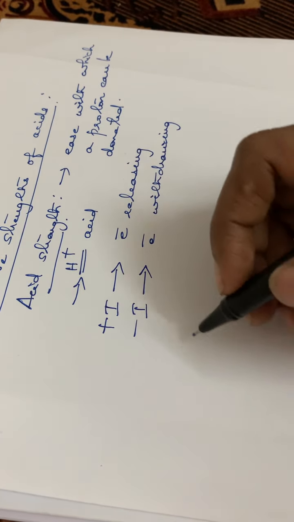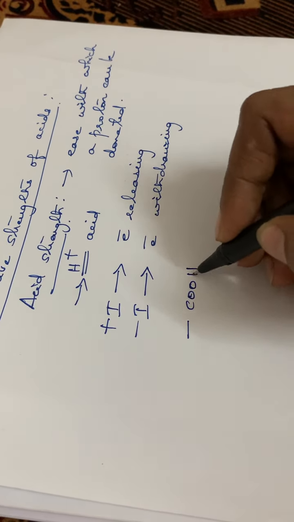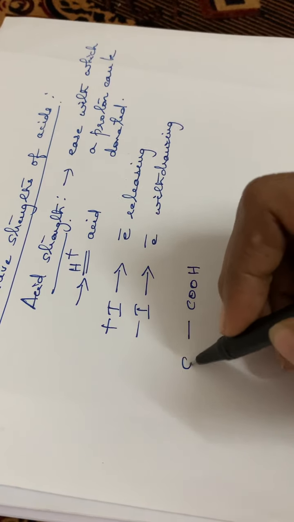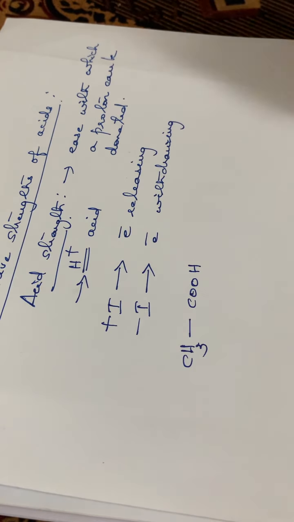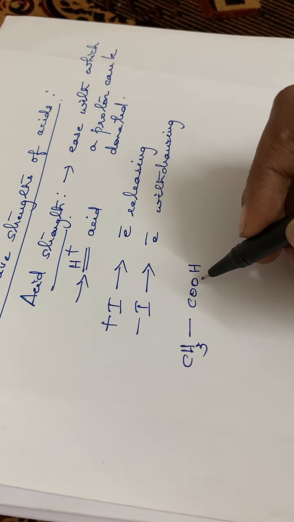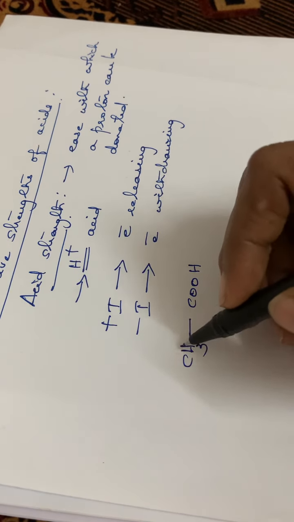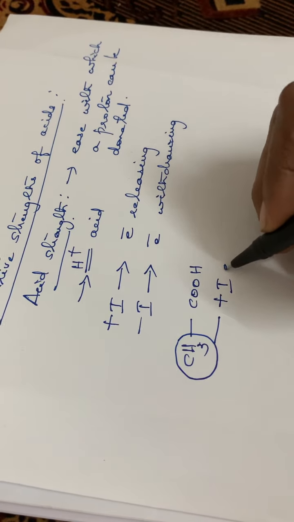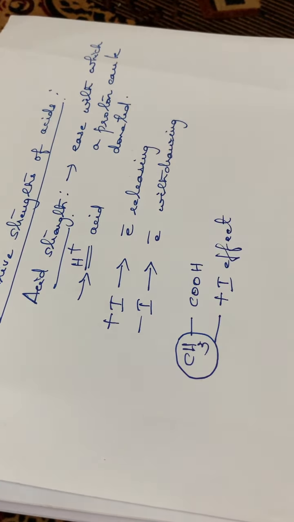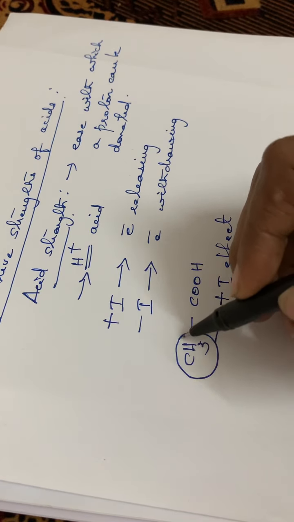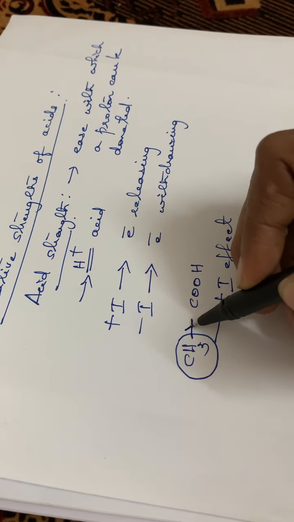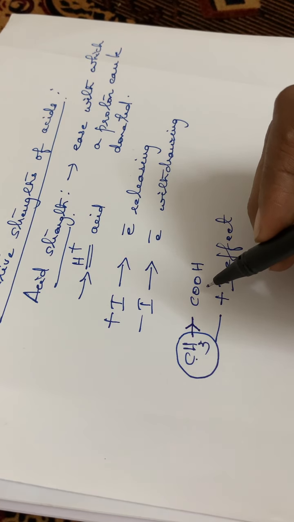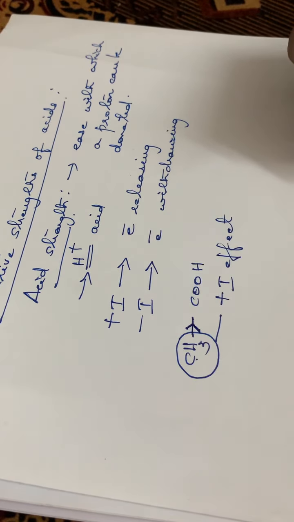See here, an acid will have a COOH group. Suppose to this COOH group one CH3 group is attached. What about the CH3 group? CH3 group is a group having plus I effect, isn't it? So it will have a plus I effect, that means the electron shift will be towards this COOH group.